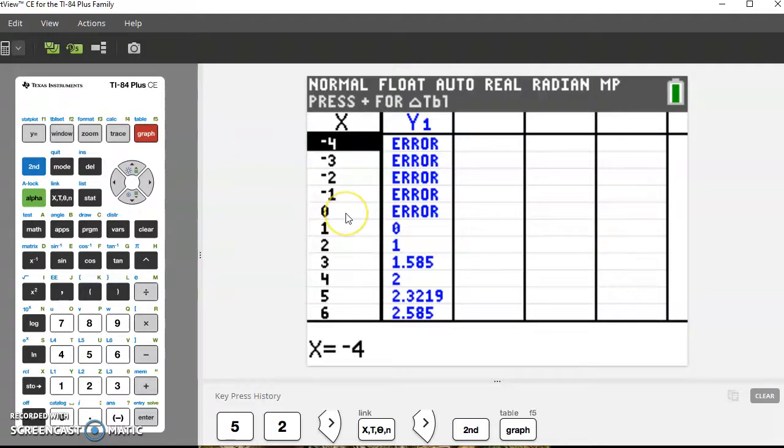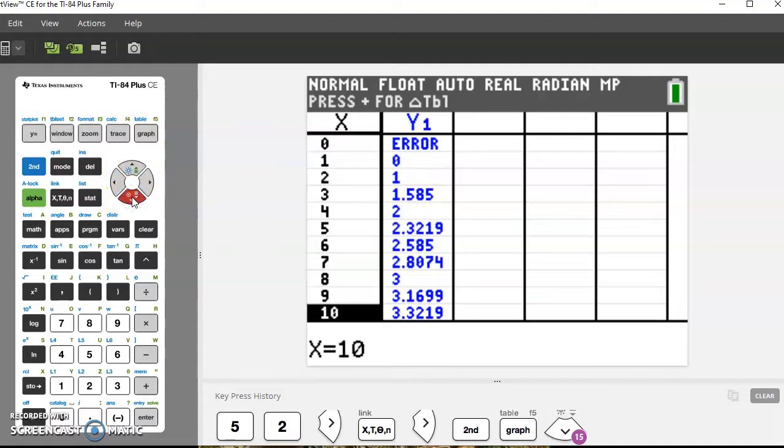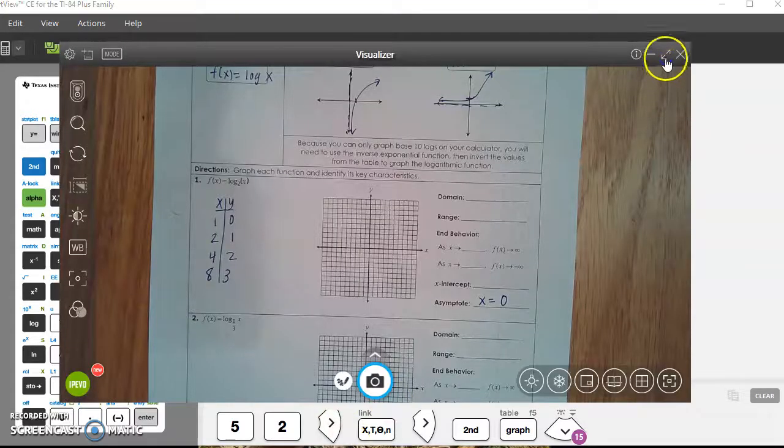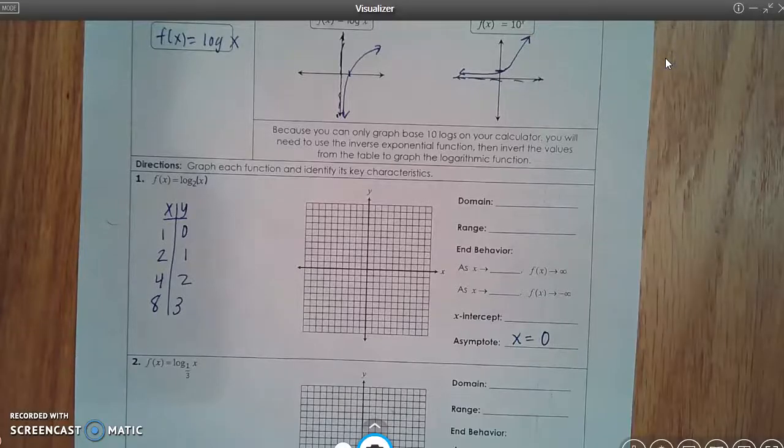If you notice, it says that there's an error at 0, which makes sense because we said that's where the asymptote is. So I'm going to use all whole numbers. I'll use 1, 0. I'll use 2, 1, 4, 2. Let's just see if there's any other whole numbers so we can get a better picture. Oh, and then we also have 8, 3. So this is what should be written down on your paper. Let's go through and graph these.